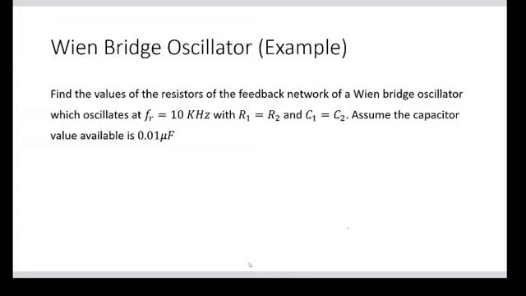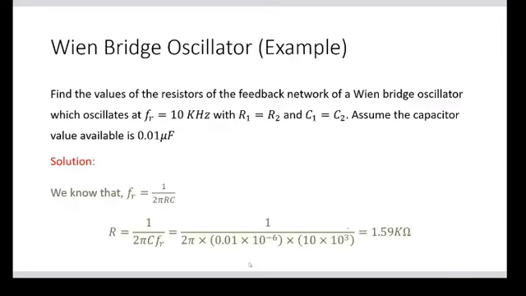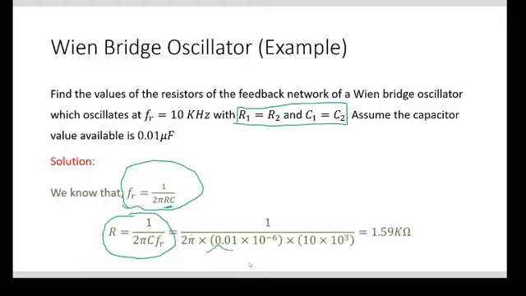So I am taking the formula directly. FR is equal to, because here we consider R1 is equal to R2 and C1 is equal to C2, so I am taking this expression straight away. We are rewriting this equation because we need only R, and we are substituting 0.01 microfarad in the place of C, and 10 kilohertz in the place of FR. Correspondingly we will get a resistor value of 1.59 kilo ohms.